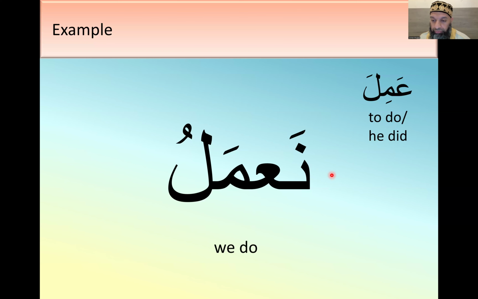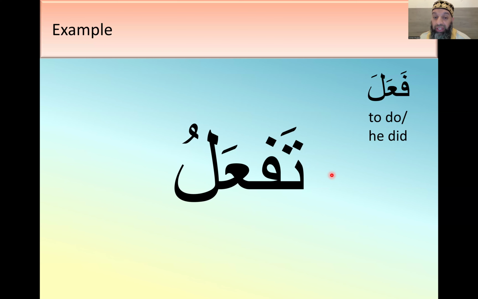We do. Past present tense. 5 times where that occurs. Taf'alu. We'll leave on this last one, inshallah. Taf'alu means, fa'ala means to do, and taf'alu means, good, yes, you do.